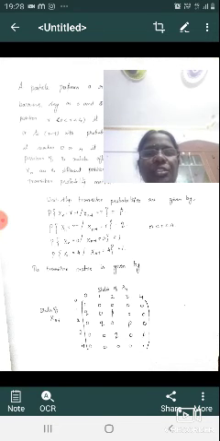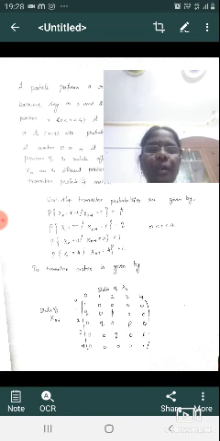And for the next row, 3 to 0 is not defined, so the probability is 0. 3 to 1 is also not defined, so we have 0 in that place also. Next 3 to 2, one step backward move, the probability is q. Next 3 to 3 is not defined, so we have 0 entry. Next 3 to 4, one step forward move, the probability is p.